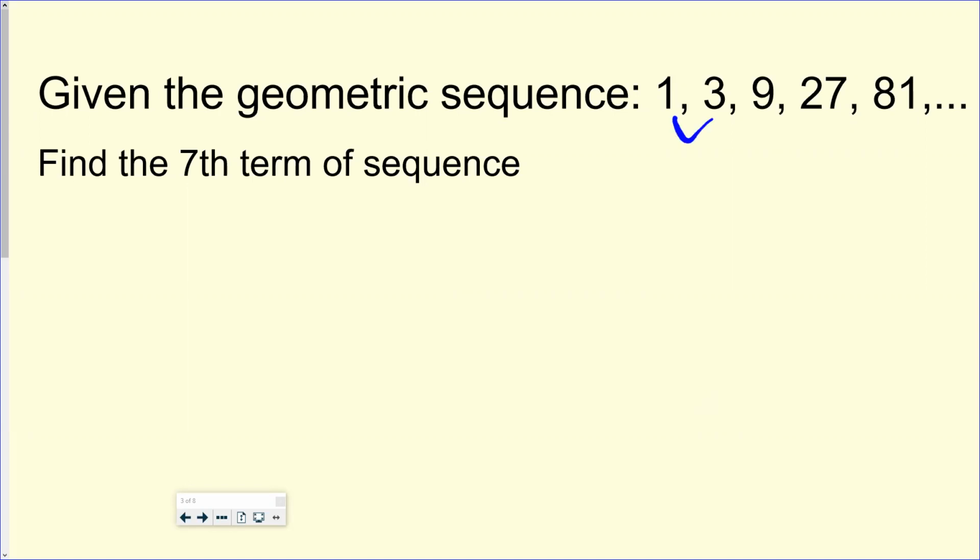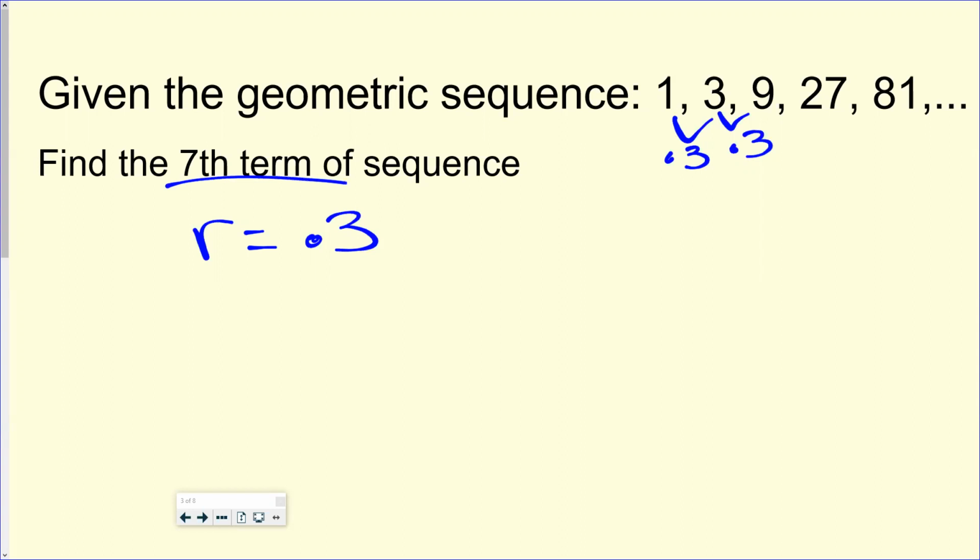where to get from one number to another, what are we doing from 1 to get to 3? Multiplying by 3. From 3 to get to 9, multiplying by 3. This right here is our R, our common ratio. So our R is times 3. Whenever you're dealing with sequences, geometric sequences in particular, you want to make sure that you know what that common ratio is.